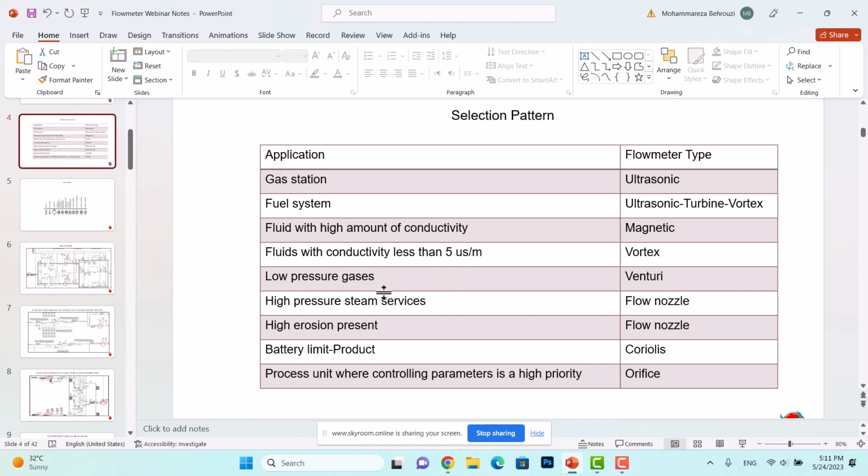We use venturi type for low pressure gases, while we use flow nozzle type when we are dealing with high pressure steam services or where high erosion is present.